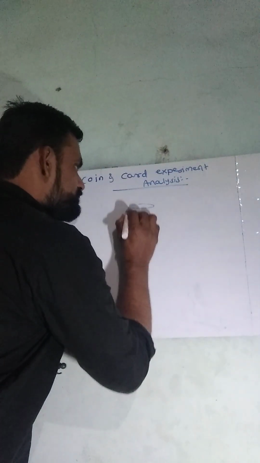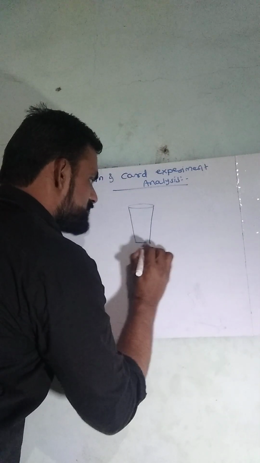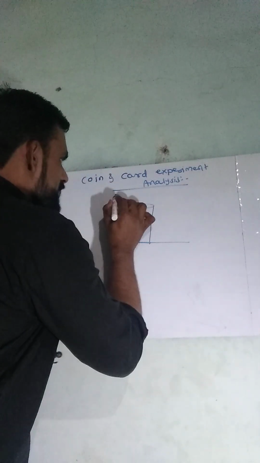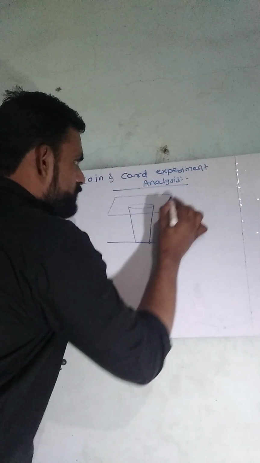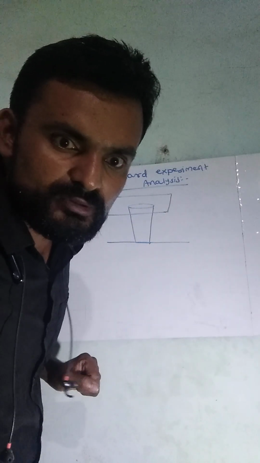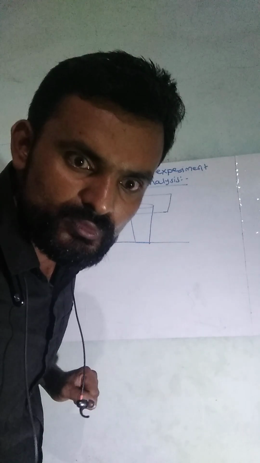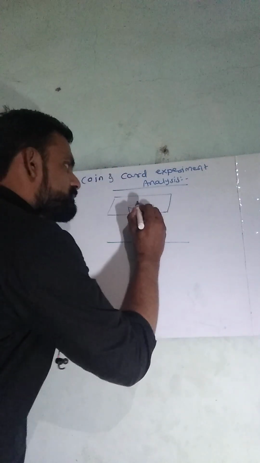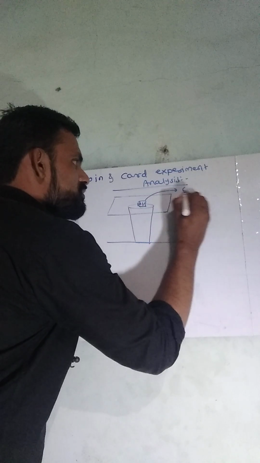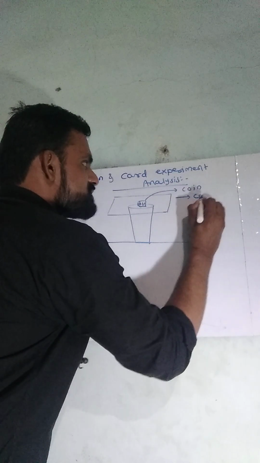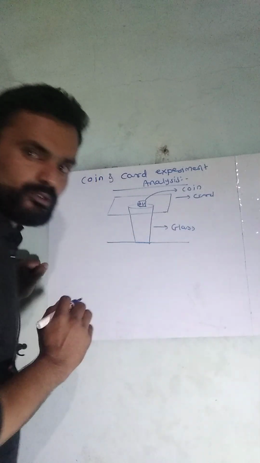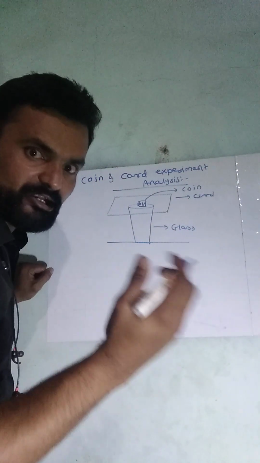Here we take the glass. This glass is kept on a horizontal table, right? And here we take one card. Now on this particular card we keep a coin. So this is coin, this is card, here is a glass. And what we do, we have done this experiment many times. You can try this at home.